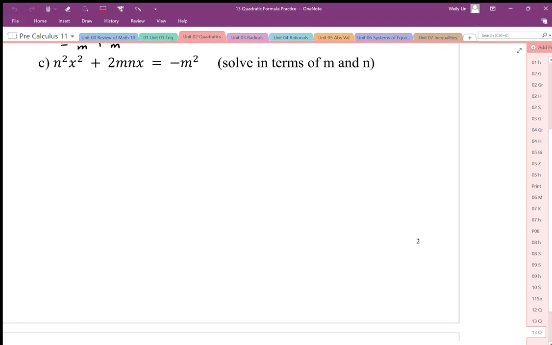In question C, we're again dealing with a quadratic equation. We have an x squared, an x, and a constant term. We should be able to use the quadratic formula. The difference is we're just dealing with more variables now. We just have to keep track of those variables algebraically. So before I can apply the quadratic formula, I should make it equal to 0.